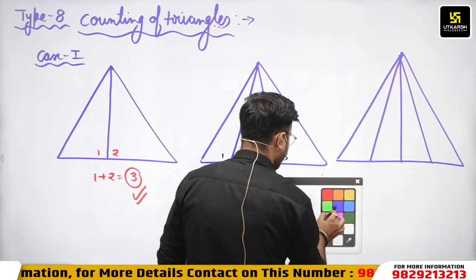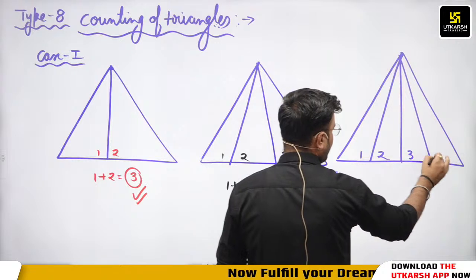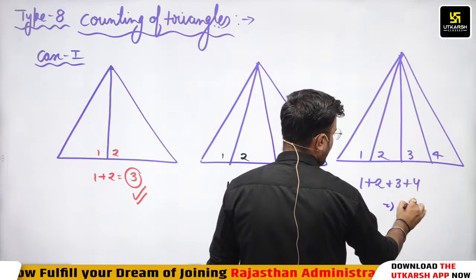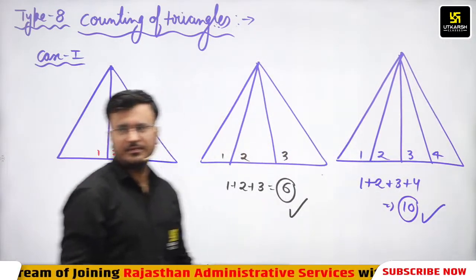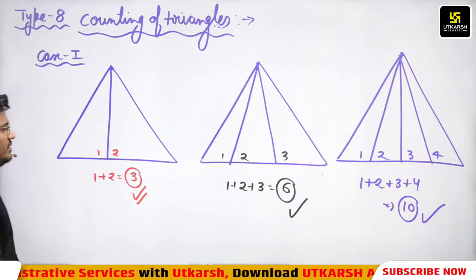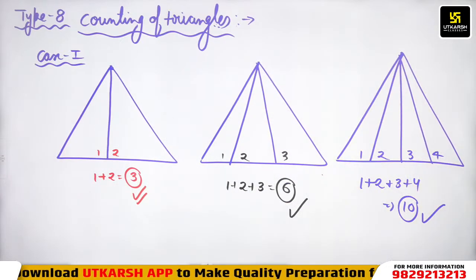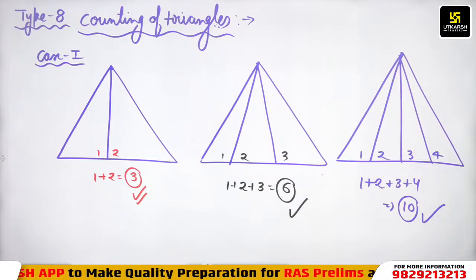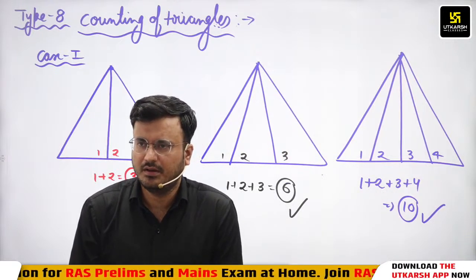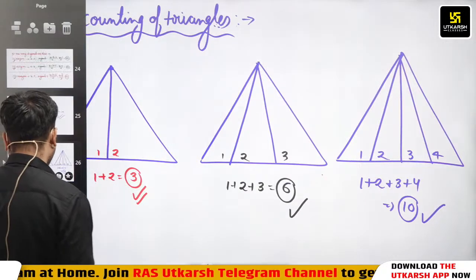In the next question we use the same process: 1, 2, 3, 4. Add all these numbers, 1 plus 2 plus 3 plus 4. So a total of 10 triangles. So this is the first case, in which we draw a straight line from any vertex of a triangle to the opposite side. Clear? Now moving forward to the next case.